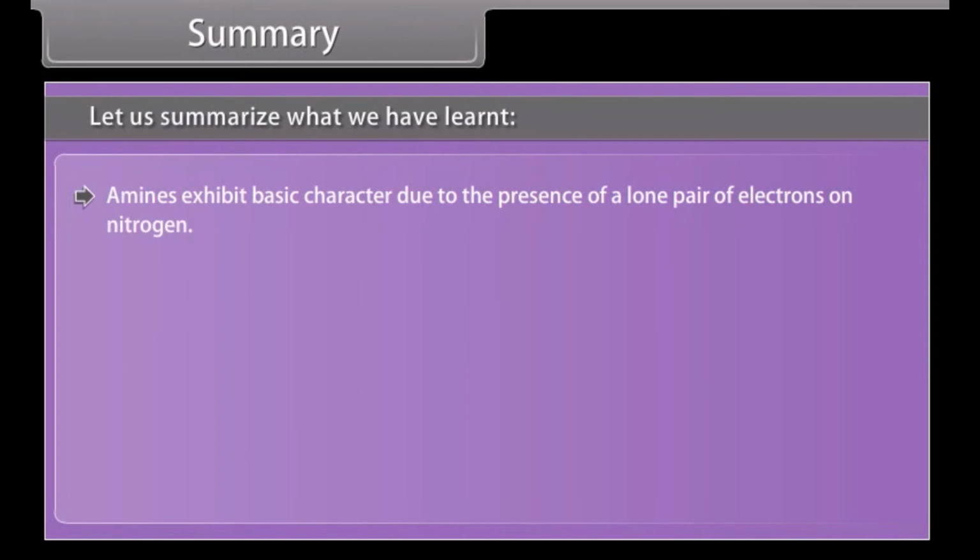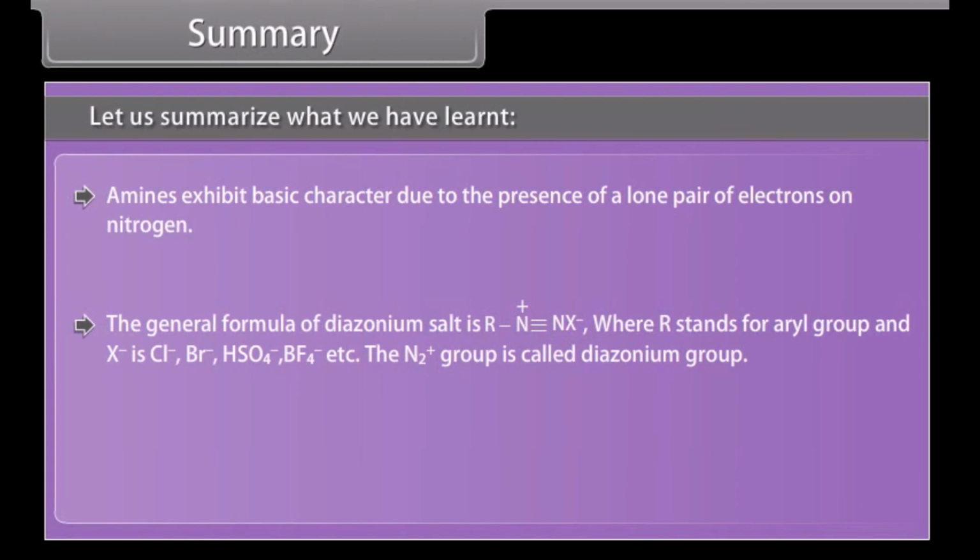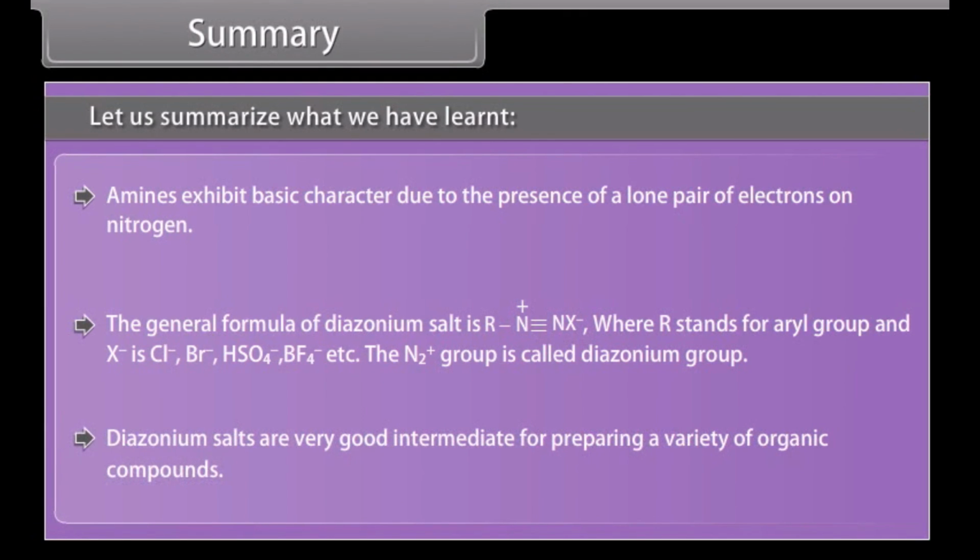Amines exhibit basic character due to the presence of a lone pair of electrons on nitrogen. The general formula of diazonium salt is RN2+ X-, where R stands for aryl group and X- is chloride ion, bromide ion, hydrogen sulfate ion, or tetrafluoroborate ion. The N2+ group is called the diazonium group. Diazonium salts are very good intermediates for preparing a variety of organic compounds.